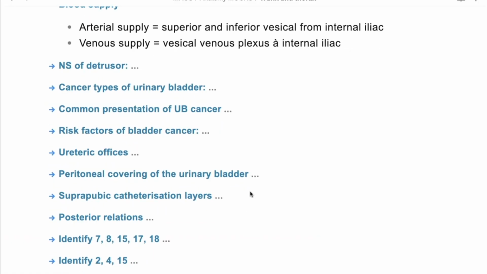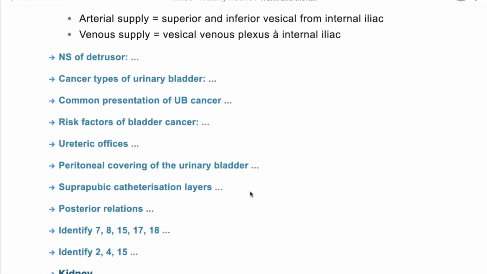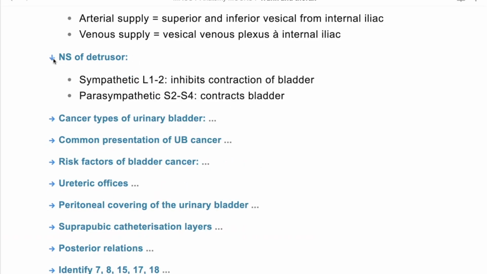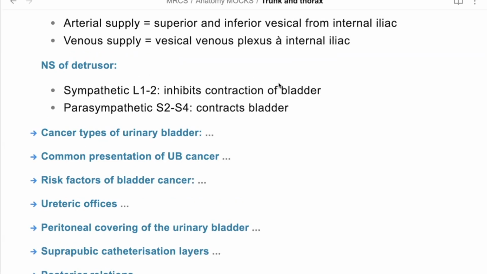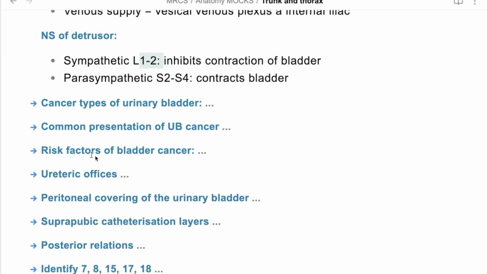So can you tell me the nerve supply of the detrusor muscle? The sympathetic nerve supply, sir. I don't know the root value. That's all right, no worries. The sympathetic is L1-2, and it inhibits the contraction of the bladder wall and contracts the sphincter. Parasympathetic contracts the bladder wall and relaxes the sphincter.